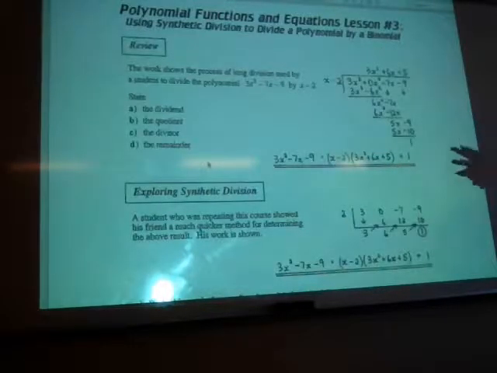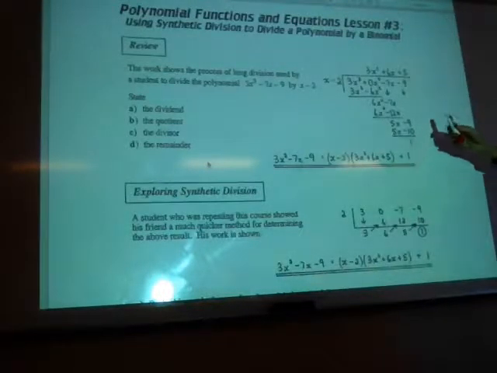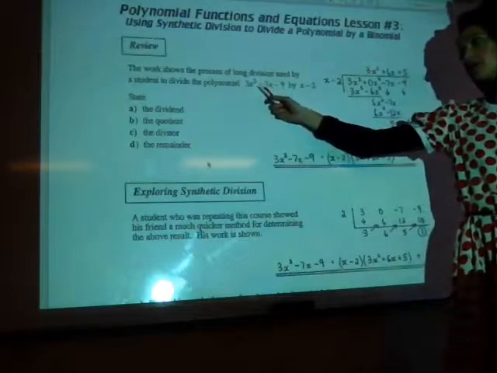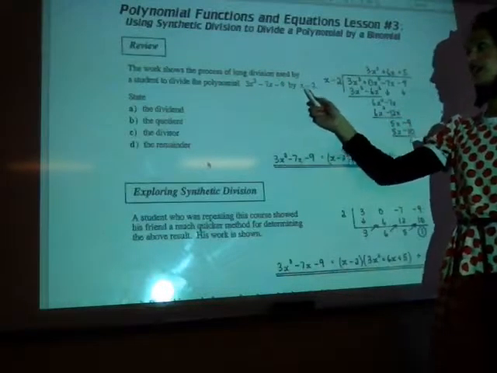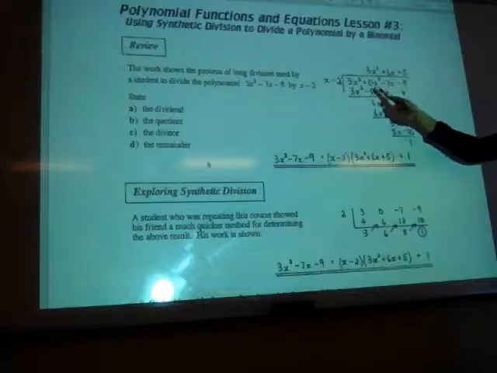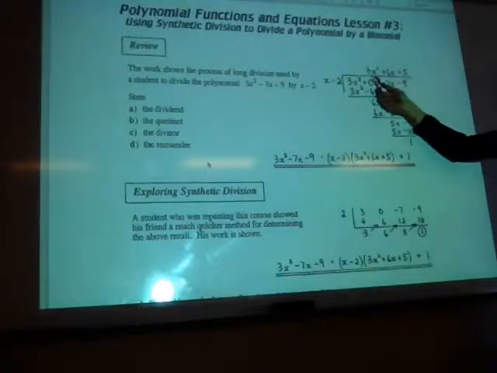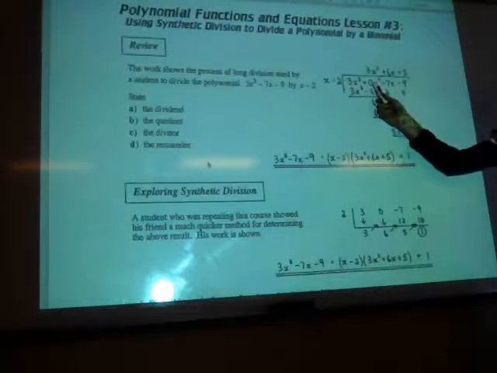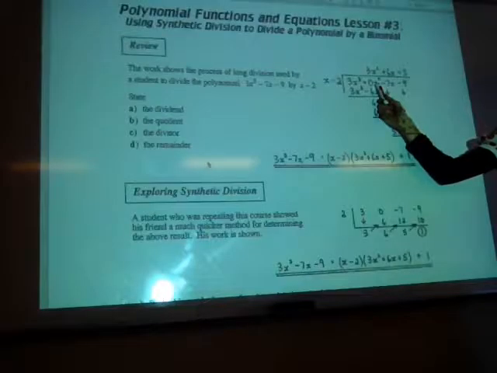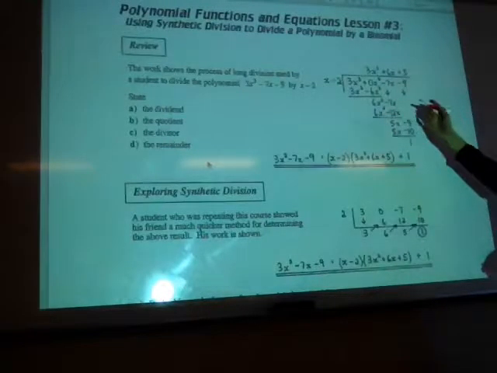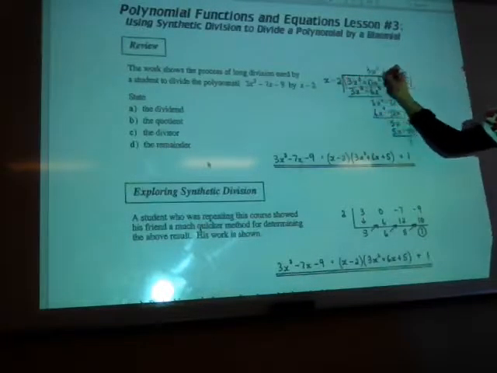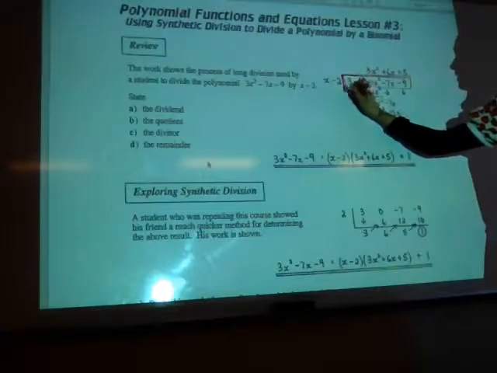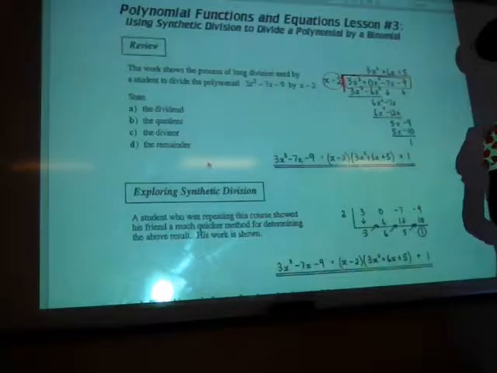Okay, so just going through the question that was on your homework quiz, you had 3x cubed minus 7x minus 9 divided by x minus 2. What did we have to remember with that polynomial? We needed a placeholder for the 0x squared. So if you set it up where you had your polynomial, the division bar, and your divisor on the side, you're going to get 1 mark.